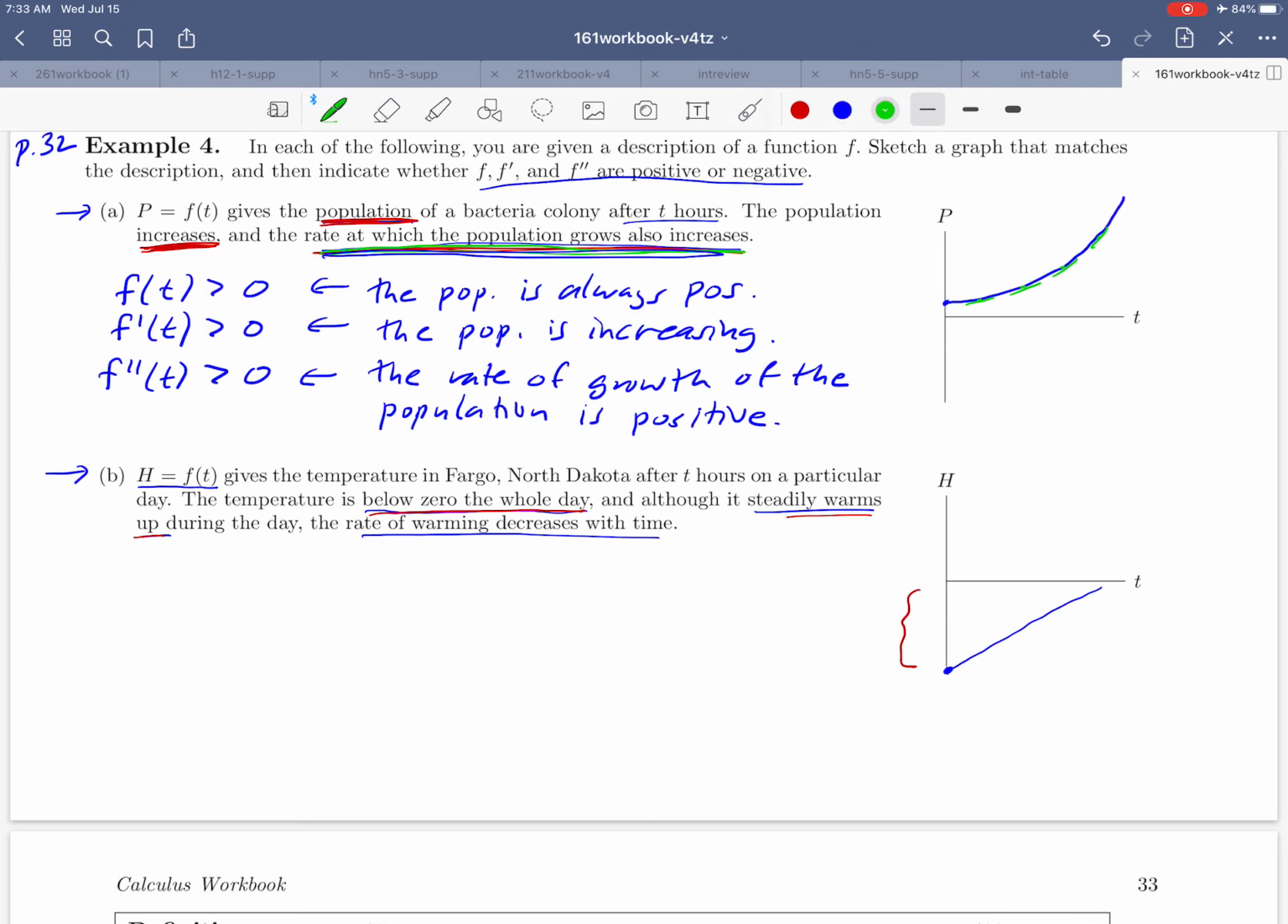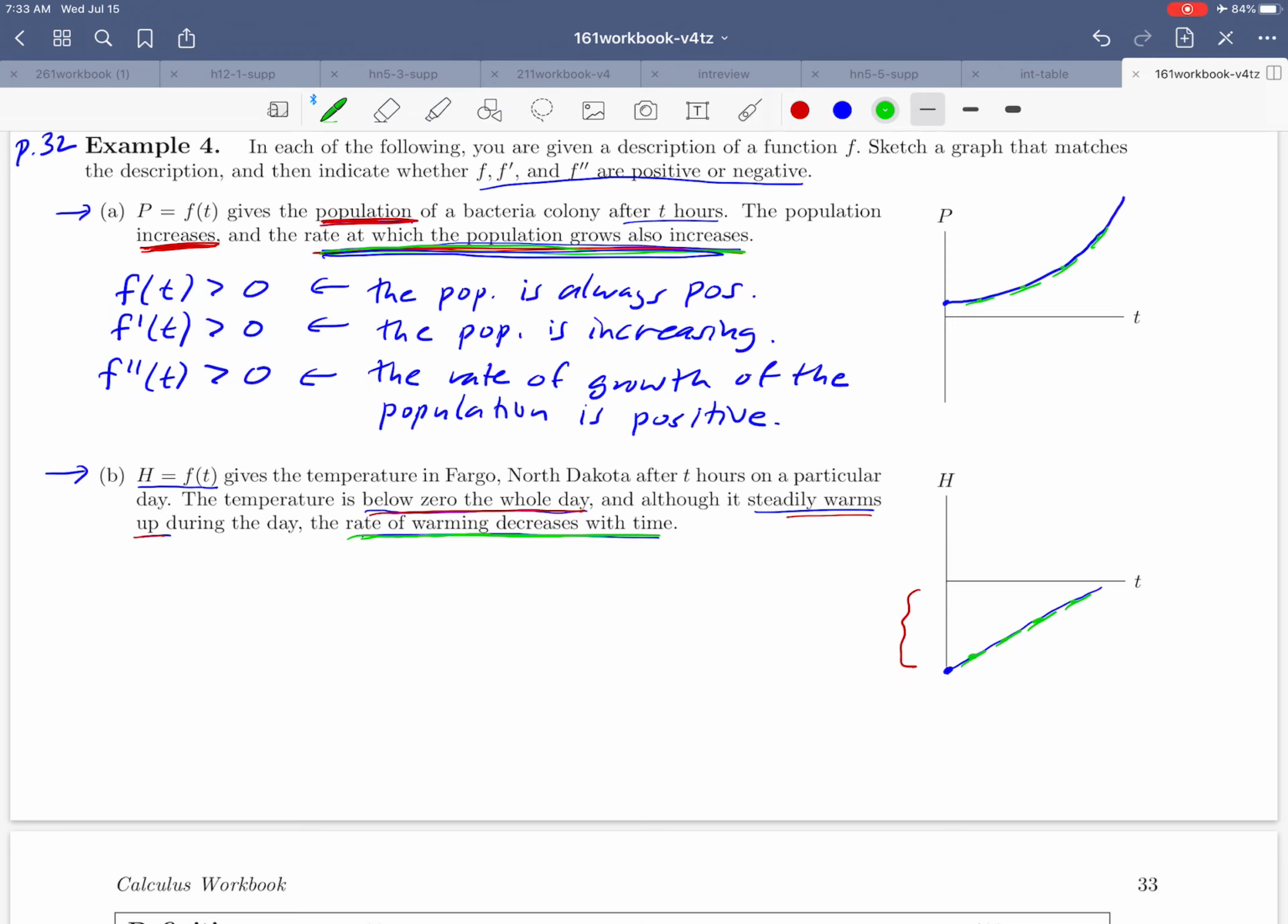But what about the rate of warming? Okay, they tell us that the rate of warming actually decreases. Is that true for the function that I drew? Okay, well, the rate of warming is about looking at tangent line slopes. And notice that because I drew a straight line, the tangent line slopes stay constant. Okay, so the rate of warming is actually staying constant, so my graph doesn't work.